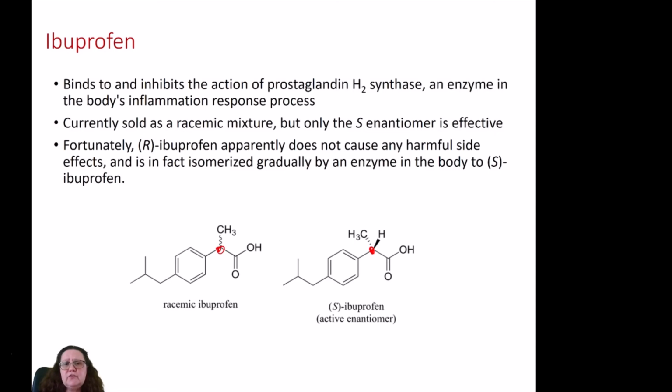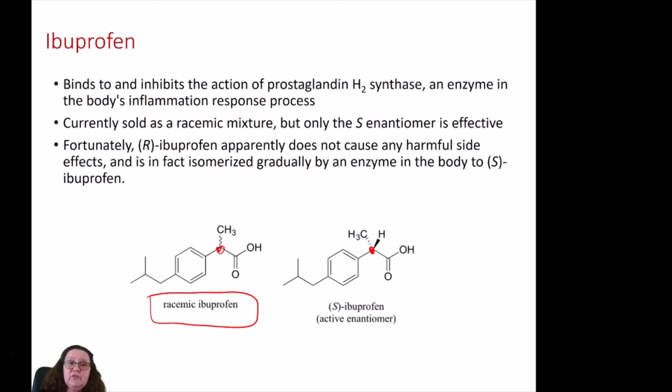The other one doesn't seem to have any side effect, and actually there is an enzyme that is able to convert the non-useful R isomer into the S one, which is the one that is biologically active. So when ibuprofen is sold, it's sold as what we call a racemic mixture, which means a 50-50 mixture of the two enantiomers.